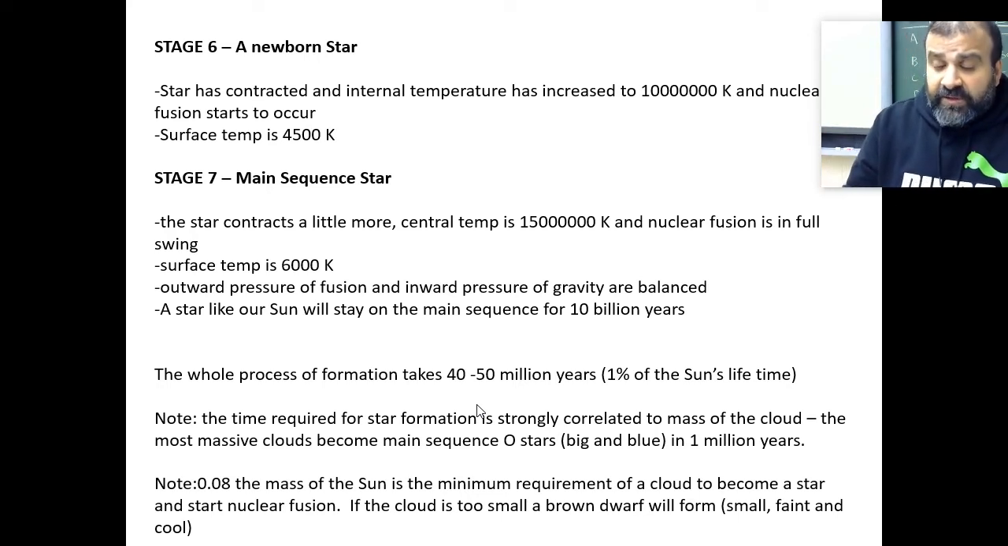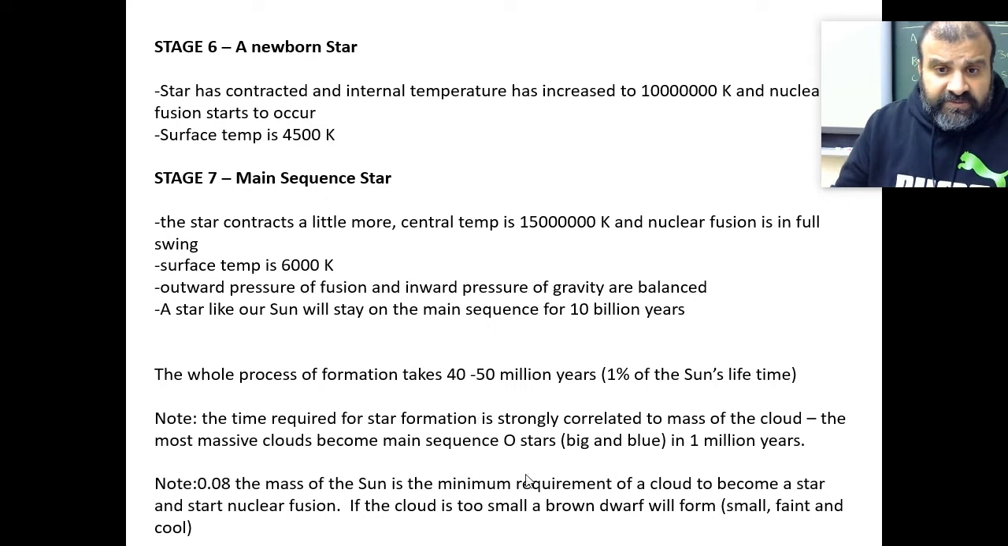So going from a gas cloud to a main sequence star takes about 1% of the star's life for our sun. Then it's going to spend 10 billion years burning as a yellow star. After those 10 billion years have passed, it becomes a red giant, then a planetary nebula, then a white dwarf, then a black dwarf.